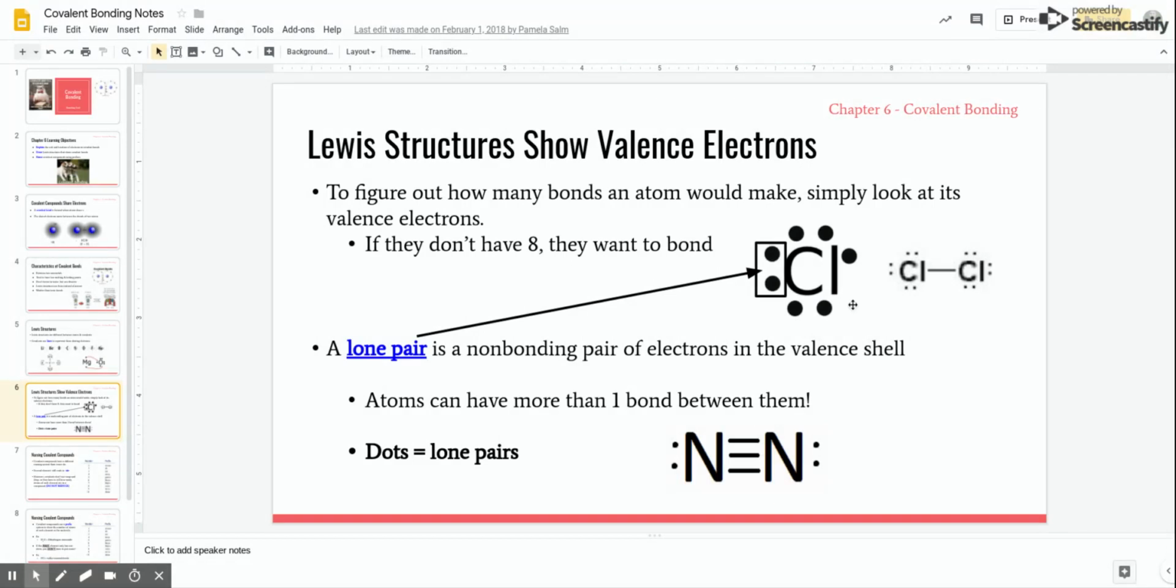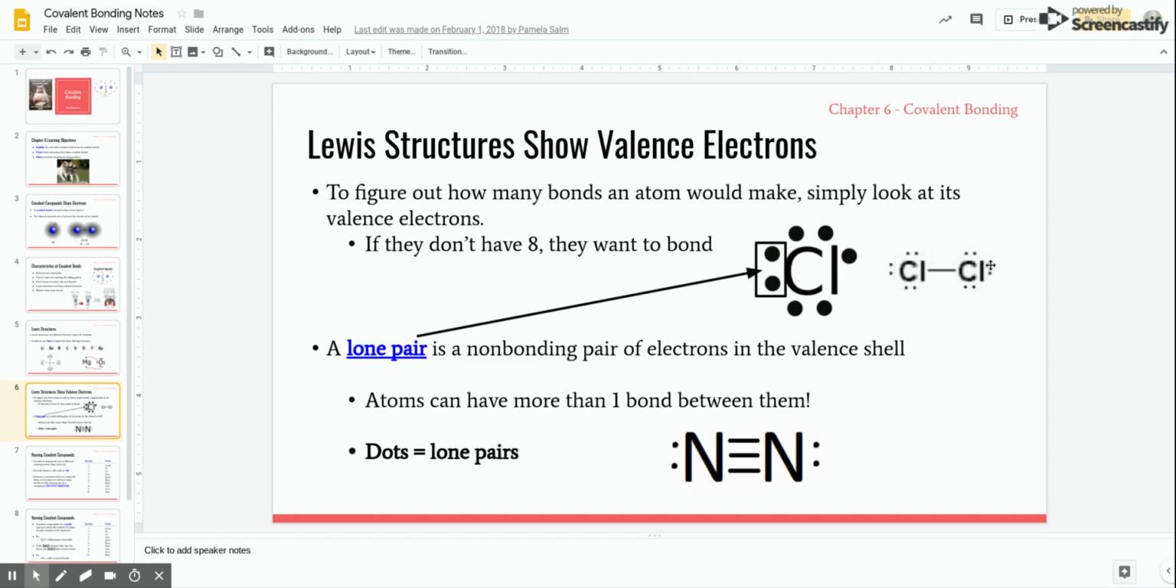Chlorine has 7. It is looking to form one more bond. Often it does form a bond with elements that have 1 to give, and not in this case, 1 to share. A little vocab word that you might want to put out there is something called a lone pair. A lone pair is a non-bonding pair of electrons in the valence shell.